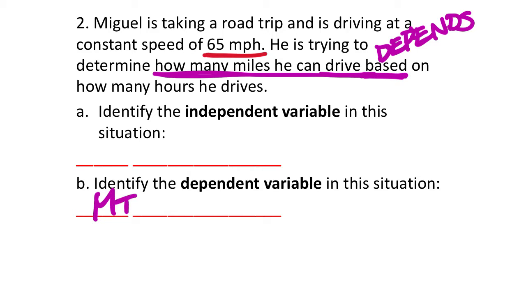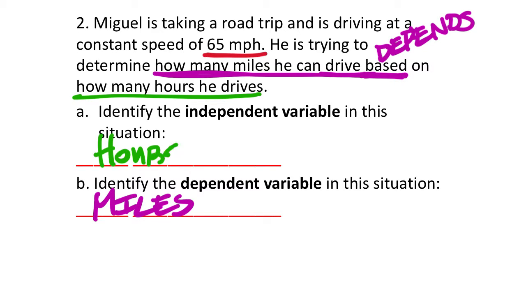We can put that in right there. It will always depend on the independent variable. And what was it depending on? How many hours he can drive. So I'm just going to put hours. You can put hours driven if you want to be more specific, but that's hours, which is independent in this case.